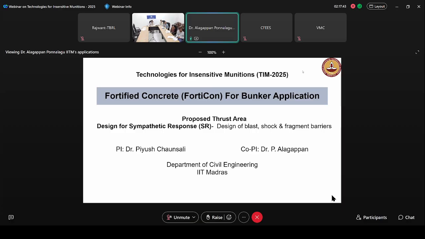The PI for this proposal is Dr. Piyush Shansali. He works in cement chemistry and concrete. Right now, he is out of the country on travel. He will be joining, but I'm not sure. I am Dr. P. Alagappan. I'm from a structural engineering background in the civil engineering department.